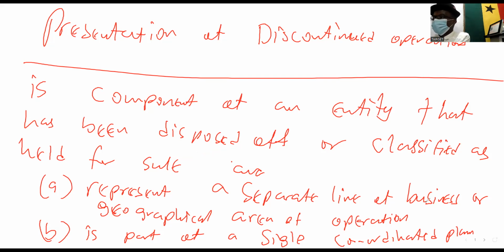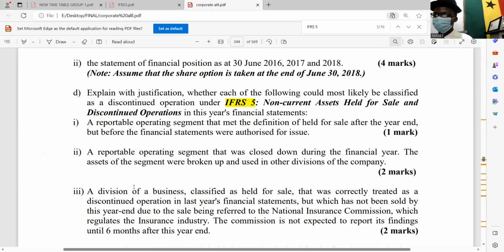Which represents what? A separate line of business or geographical area of operation. That's all. So in that case, it's qualified to be classified as what? Held for sale. So the operating segment that was closed down qualified. It was closed down during the financial year, not after the financial year. So hence they qualify. Because it formed a major part of the business and it was disposed of during the accounting year. It qualified. So I'm done with the second one too.